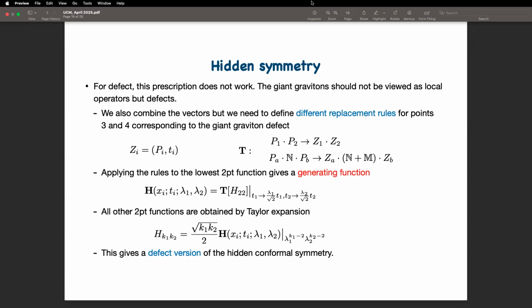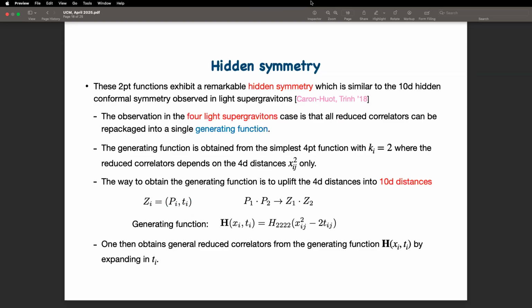But this object is actually a generating function. So if you expand in T1 and T2, here I'm doing a rescaling by lambda1 and lambda2, and expand with respect to these lambdas, just for the expansion to be a bit simpler. But essentially, we are expanding with respect to the T's, and you find the Taylor expansion coefficients give you precisely this HK1, K2 computed by the supergravity bootstrap. Okay, so this gives you a defect version of the hidden conformal symmetry found by these guys.